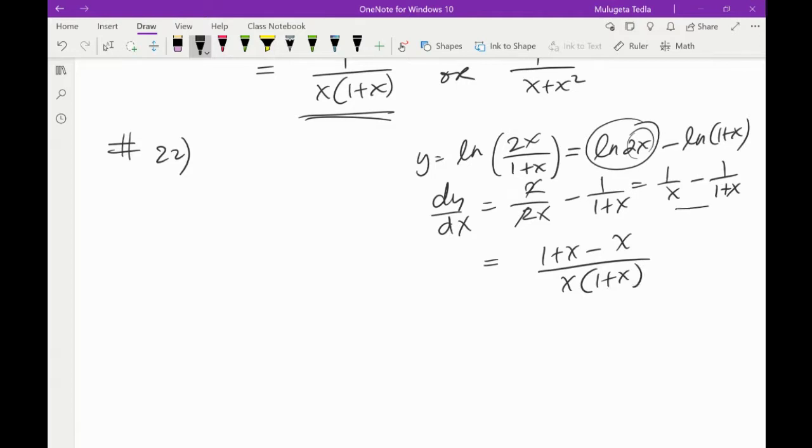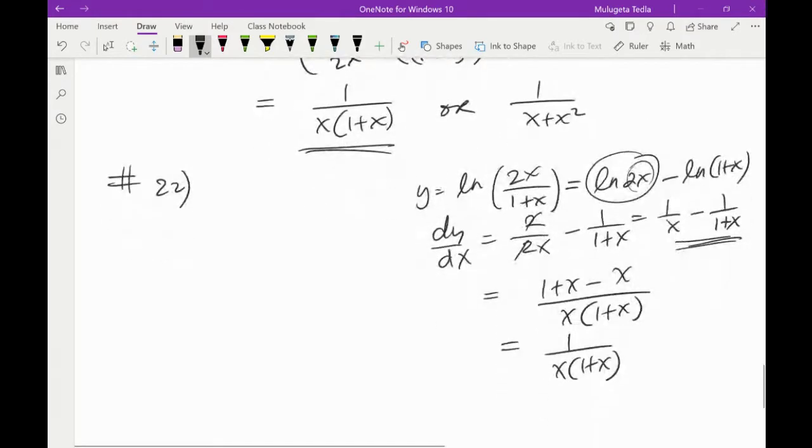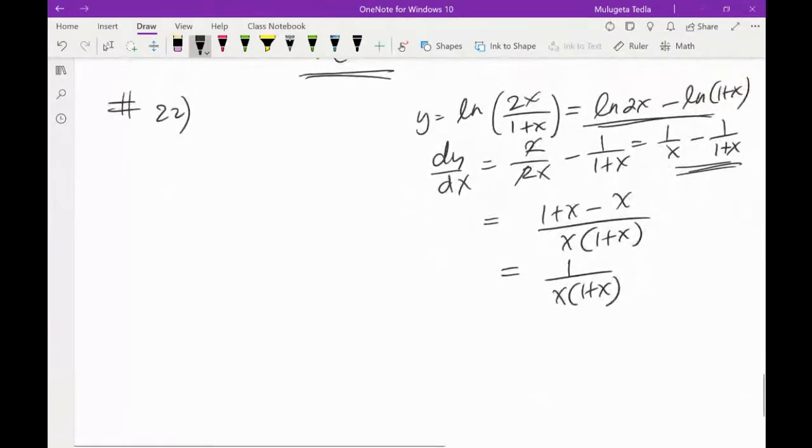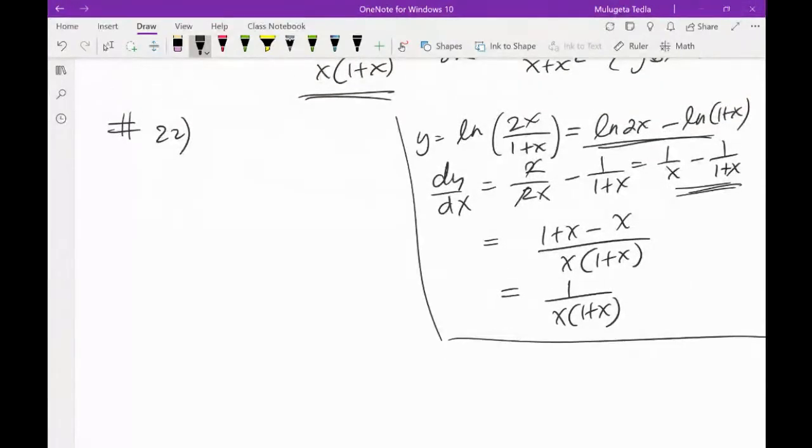This is how you subtract them. So this is 1 over x into 1 plus x. Yes, you're right. That's an alternative way. Before you do the derivatives, you just use the property of a logarithm: log of a over b is log of a minus log of b. This is also very good, Arthur. I like that. That's also an alternative.